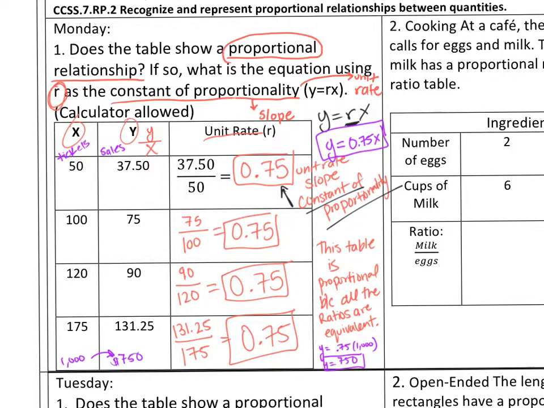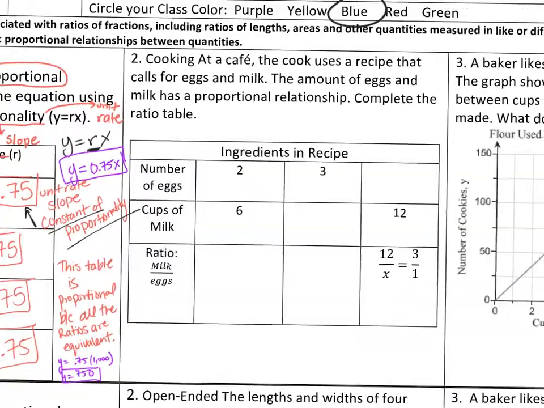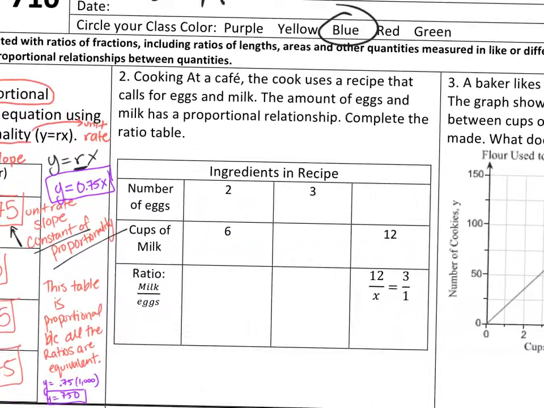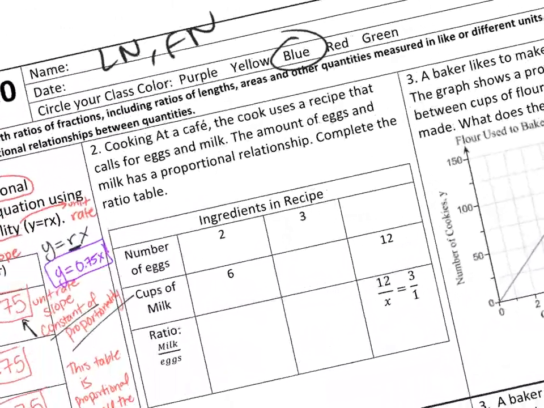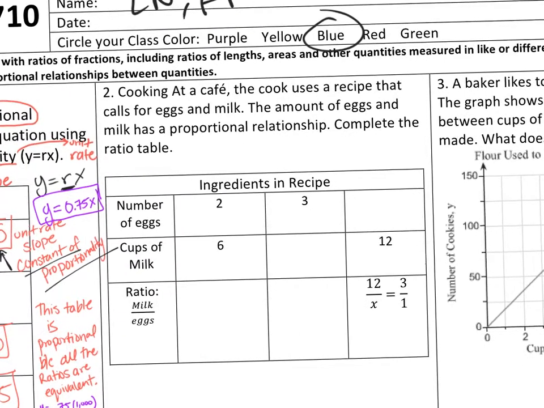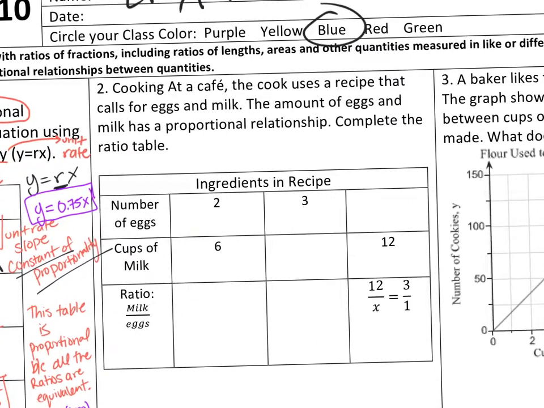Number 2, it says, cooking at a cafe, the cook uses a recipe that calls for eggs and milk. The amount of eggs and milk has a proportional relationship. Now that is a key term, so make sure you underline it. And it's already telling you that the table is proportional. Complete the ratio table.